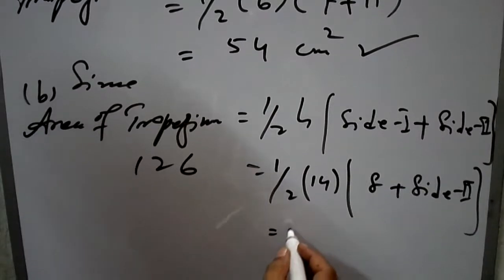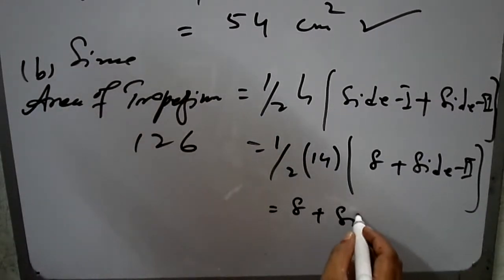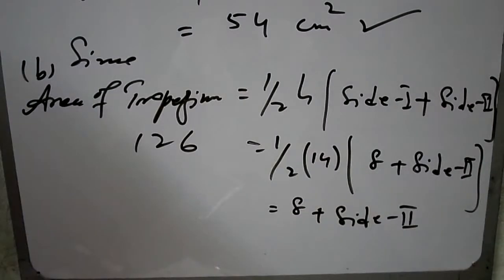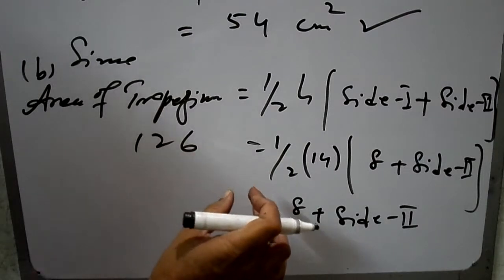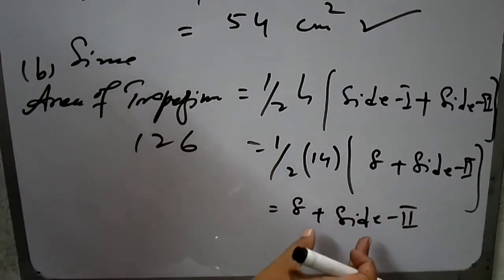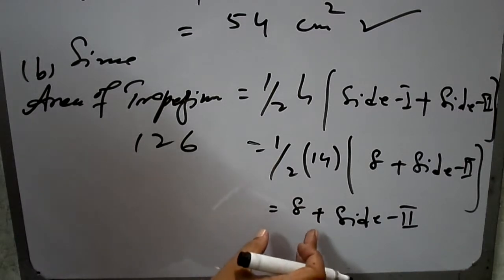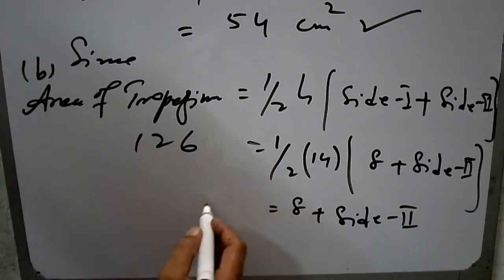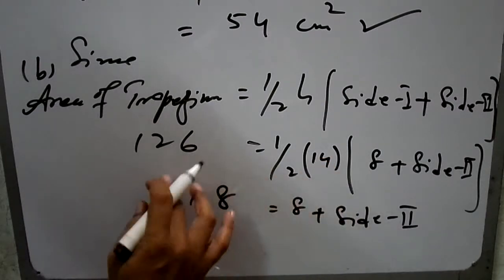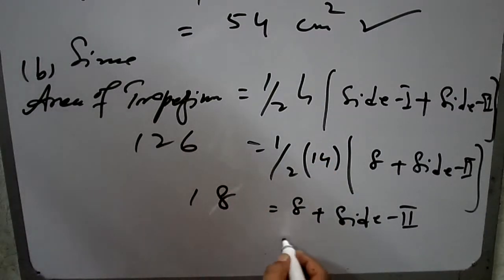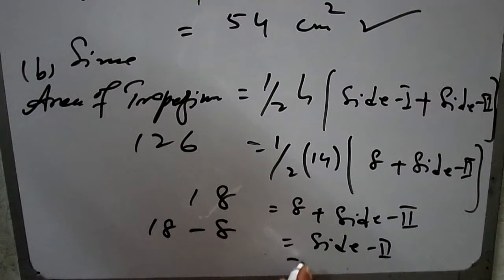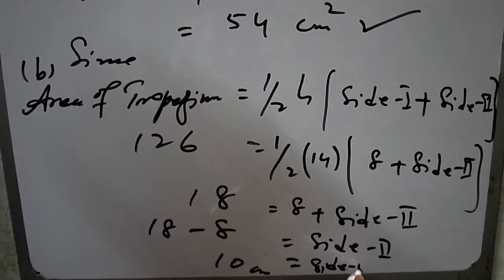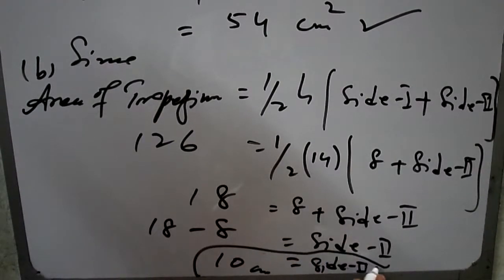So by using cross multiplication you will get 8 plus side second. You can see here by using cross multiplication and simplification you will get this here is 18, because we have divided by 14. We need the side second, so 18 minus 8 you will get 10 centimeter is your side second. So that is your required result.